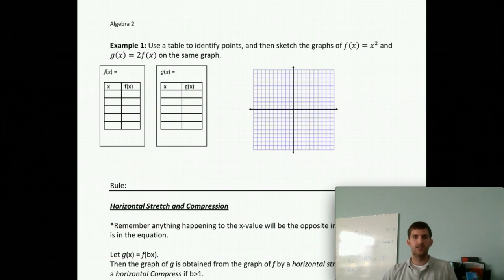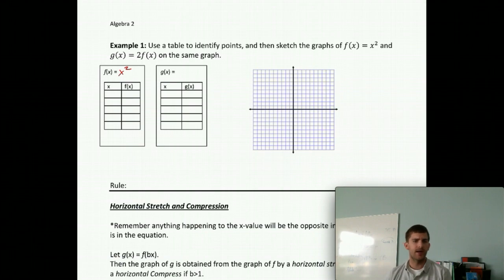All right, let's take a look at an example where we actually are dealing with some coordinates. It says use the table to identify the points and sketch the graphs of f of x equals x squared and g of x equals 2 times f of x on the same graph. So we're starting off with f of x equals x squared.